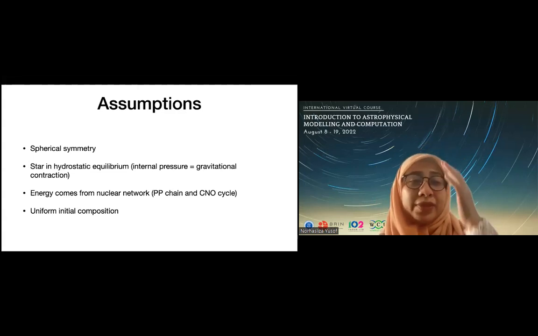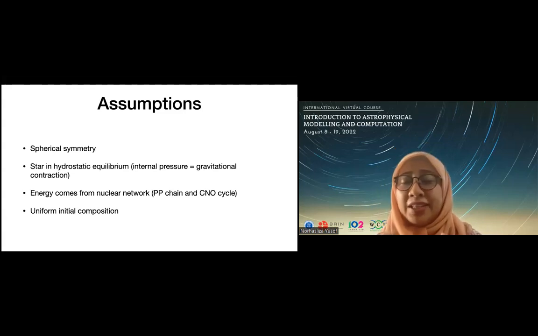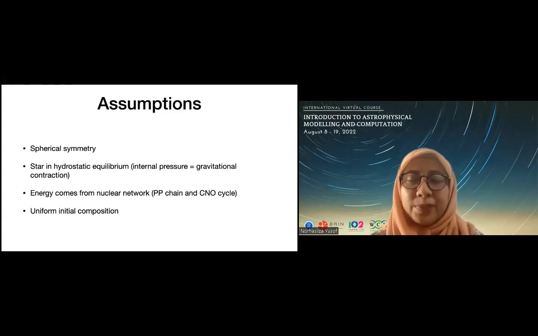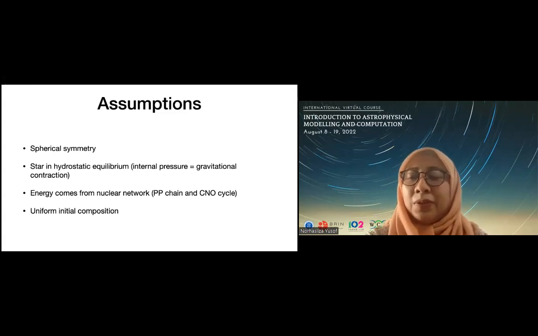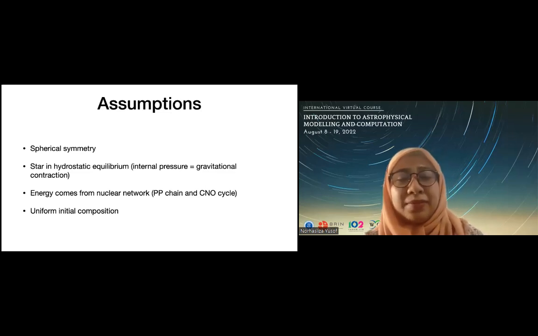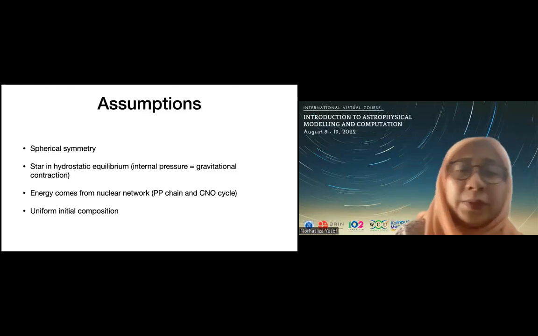Okay, so first of all, we assume that our star is spherically symmetric. So whatever the plasma or the gas moving in our star, it will be purely in a sphere and symmetric. Although people observe that the star might not be spherically symmetric, this is easy for us to compute the models. Okay. Another one is the star is in hydrostatic equilibrium.